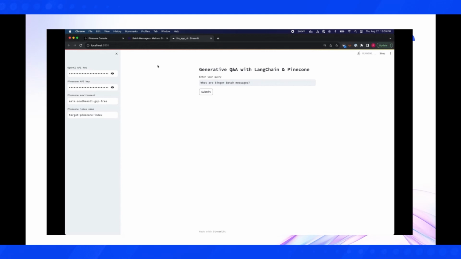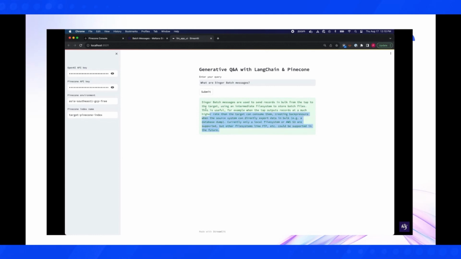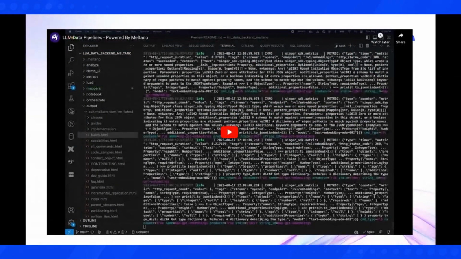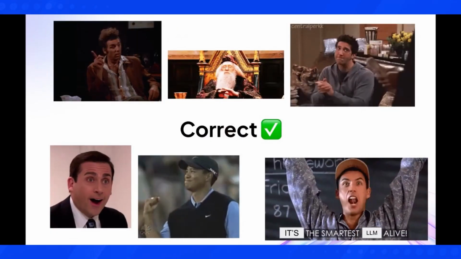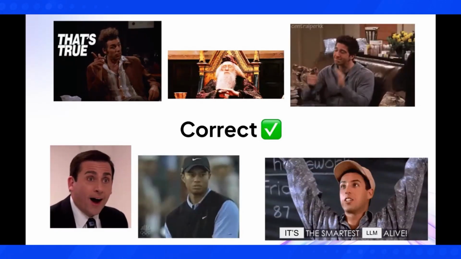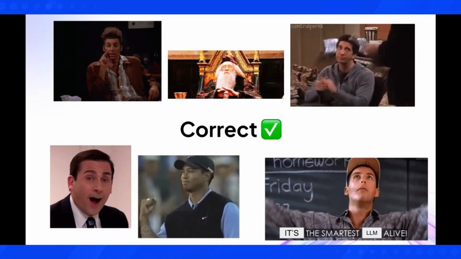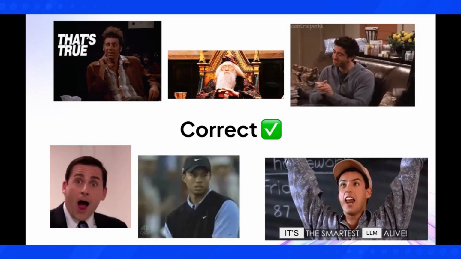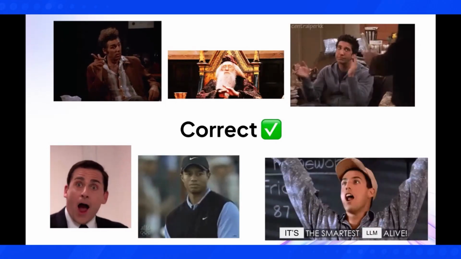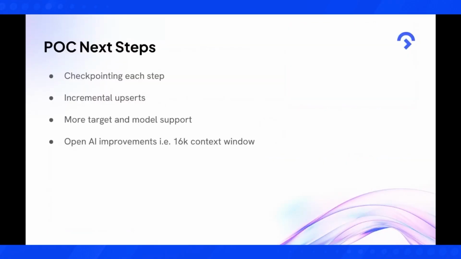We can get a response that actually turns out to be a bit better. So Singer batch messages are, let's see. I wasn't fast enough to read the response there, but effectively, the answer is that it was correct. It gave a well-informed response. It was much longer. It gave you context about it being an optimization feature for unloading data from databases that have those features. So it's correct. And our knowledge base has been put to good use.